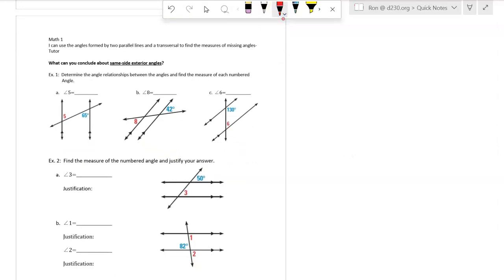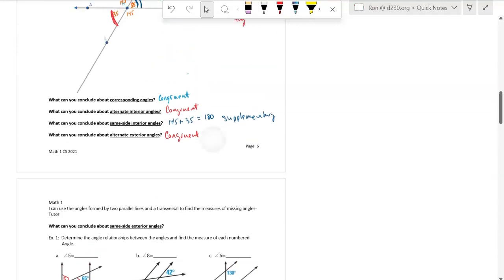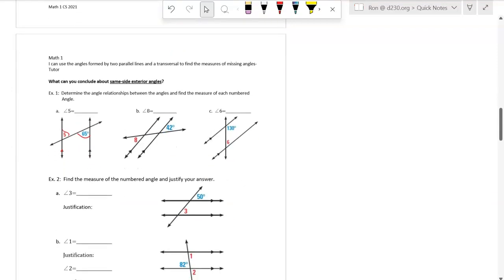When I look at the first example, determine the angle relationship between the angles and find the measures. Well, here's the thing. If I look, they tell me these lines are parallel. These are alternate exterior angles. What do we say up here about alternate interior angles? They are congruent, which means they have the same measure. So angle 5 would be 65 degrees.